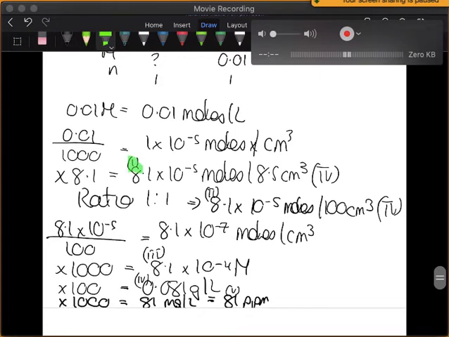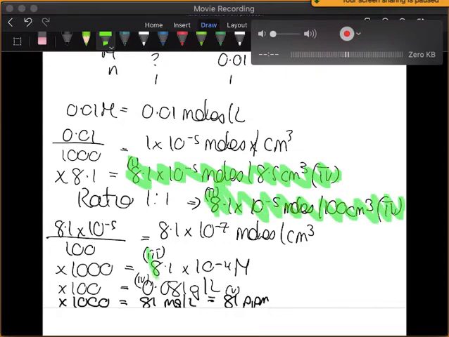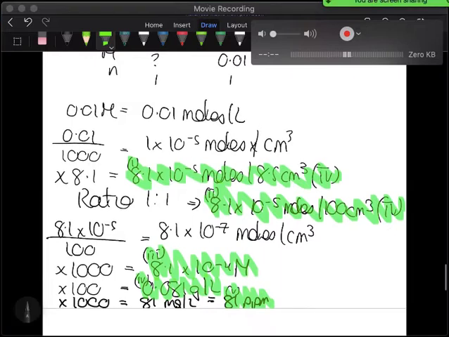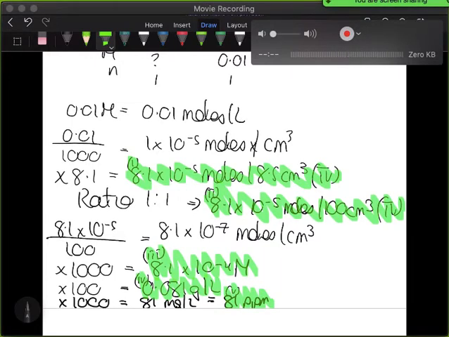So I will show you the last question now. Is it okay if I change the screen? Yeah. So this is the last question. So they're the maths for that.